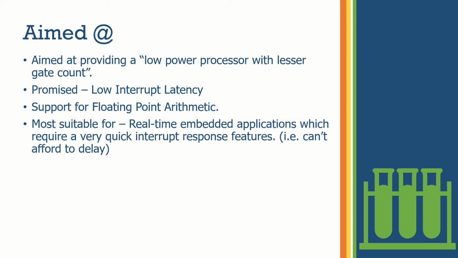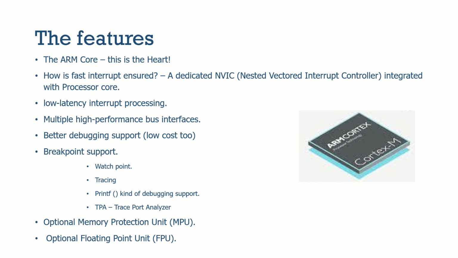Let me define real-time here. Real-time is nothing but the logical correctness of the operation within a deterministic deadline. So if you cross the deadline, it's death. It's not going to work out. So the system which is called real-time should not cross the deadline. This processor is aimed at providing you a very fast solution within that deterministic deadline. Right, let's get into the features step by step.